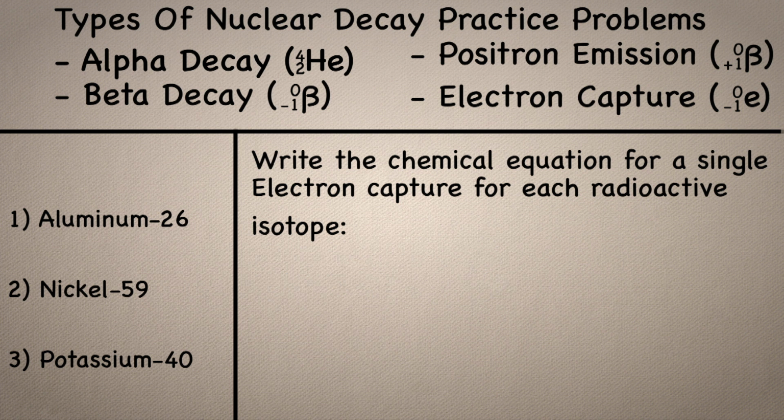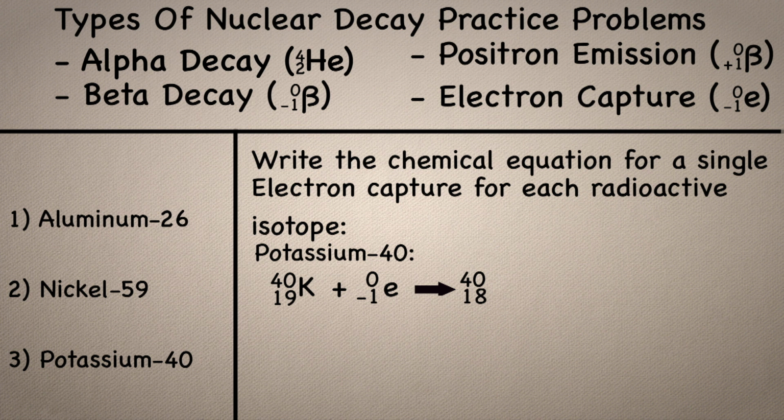Our final electron capture one will be potassium 40. Potassium has 19 protons, so it's 40, 19 K. And then we're going to add our electron to it, so 0, -1e. If we do our numbers right, it's going to be 40 and 18 as our numbers. The element that has 18 protons is argon, Ar. So it should be 40, 18 argon, giving us a total of 40, 19 potassium plus 1 electron gives me 40, 18 argon.